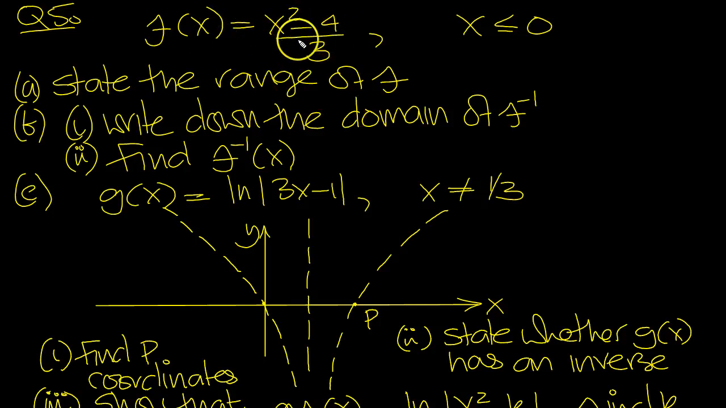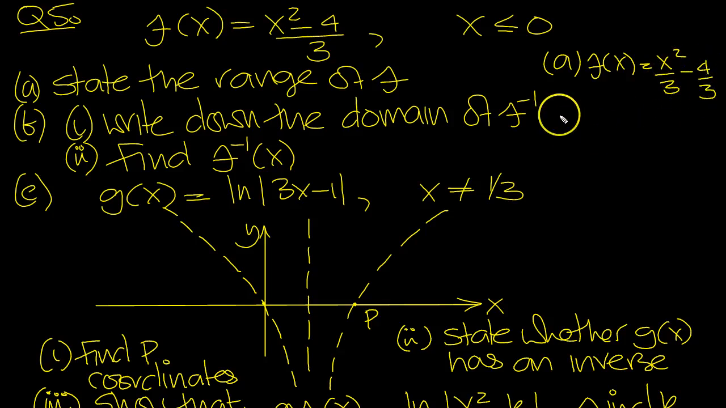This first part here, state the range of f. Right, well, if we shoot off to infinity... Oh, it's a quadratic, isn't it? So I'll do part A here. f of x is equal to x squared over 3 minus 4 thirds. Clearly, as x gets large, this will get very, very large, and it will just shoot up. It will be a U-shaped curve. The minimum value will be when x is 0, and we get minus 4 thirds.